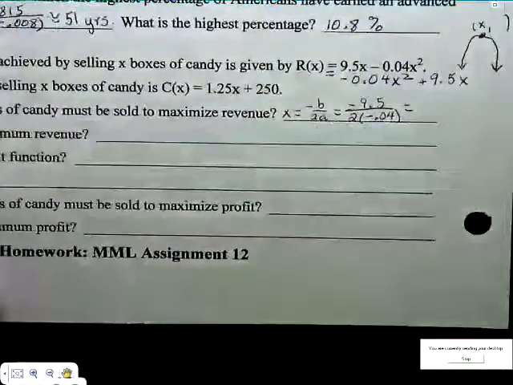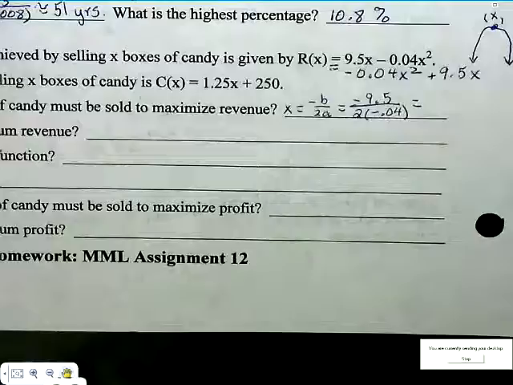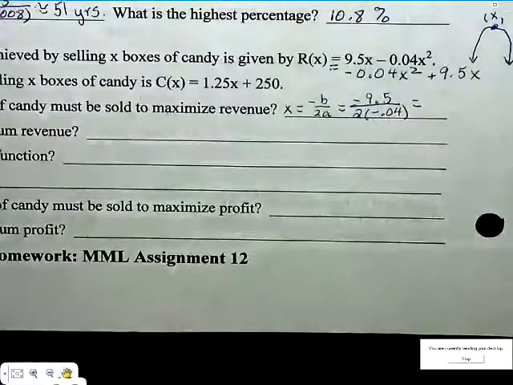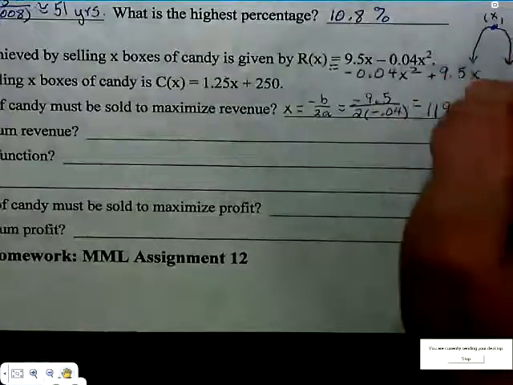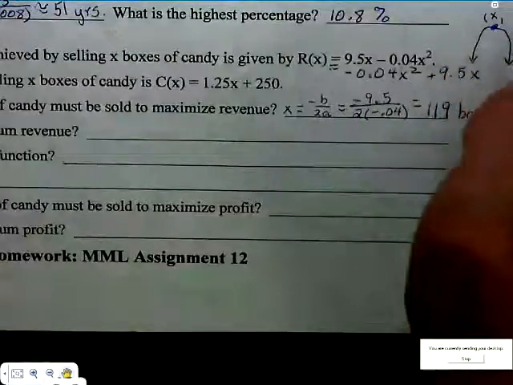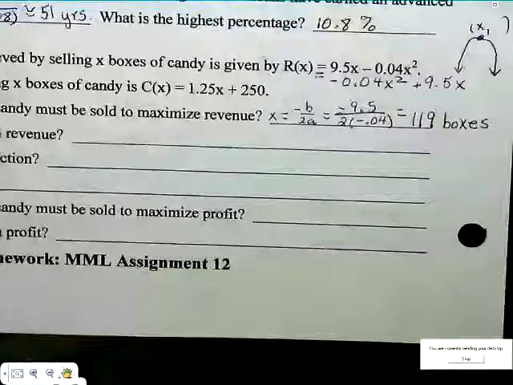To the nearest whole box, because I can't sell or make half a box of candy. It's not going to be negative. Yeah, 119. That sounds familiar. I remember that from the last 20 years. Is everybody getting, to the nearest whole box, 119 boxes?